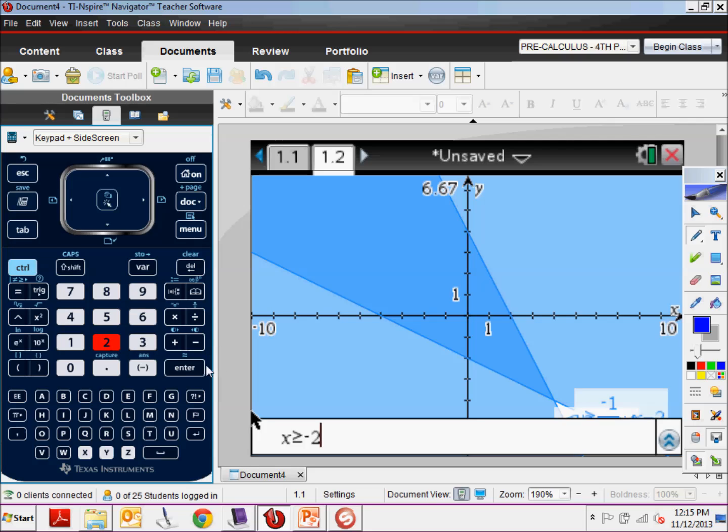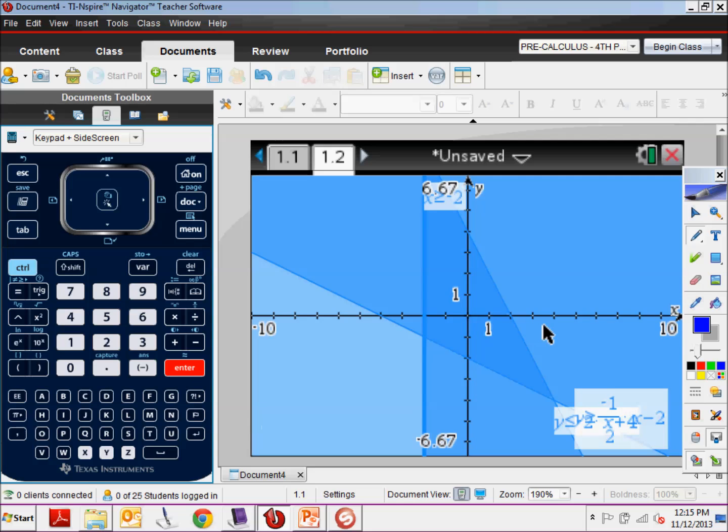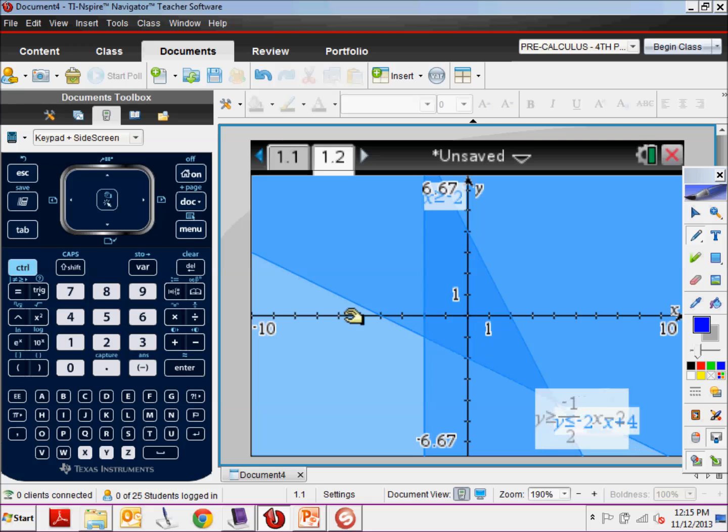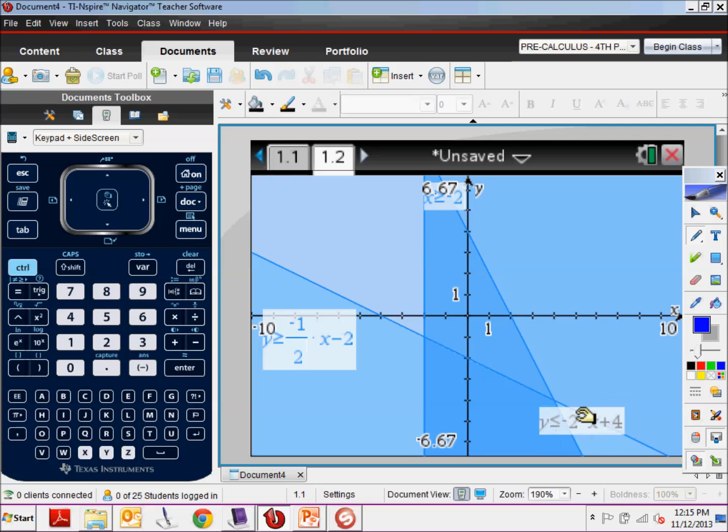Can I hit enter? Graph is blue. Okay. So your graph is blue, but where the darkest blue lies, that's where your solutions lie. But, Miss Jones, how did you get your thing and change to X? I arrowed over and deleted Y and put an X.